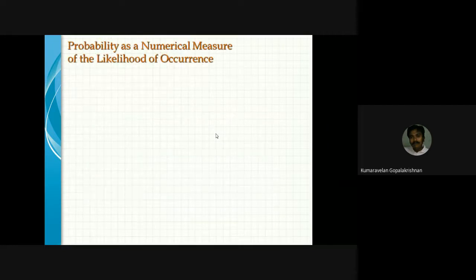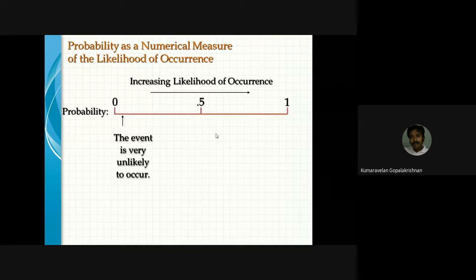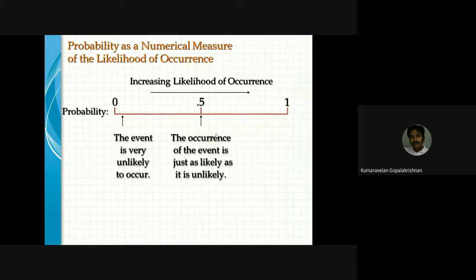Okay, fine. Probability as a numerical measure, I already told that, right? It lies between 0 to 1. If it is 0, the event is very unlikely to occur. If it is 0.5, that is a chance on both sides. If it is near to 1, you can say that the event is almost certain to occur.